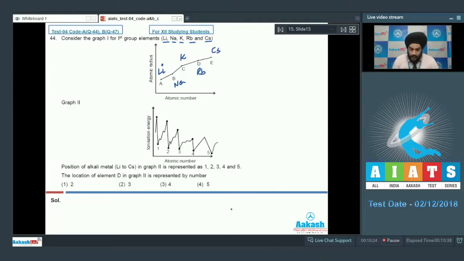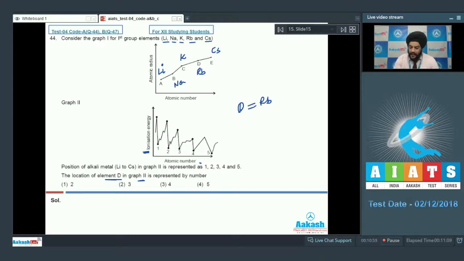If you look at graph 2 now, graph 2 represents the variation of ionization energy with the atomic number. So the examiner has told us that the position of alkali metals Li to Cs in graph 2 is represented as 1, 2, 3, 4 and 5. The examiner seems to be interested in the location of element D in graph 2. So if you look at graph 1, the element D is rubidium.